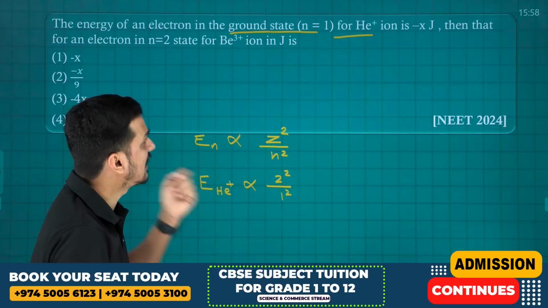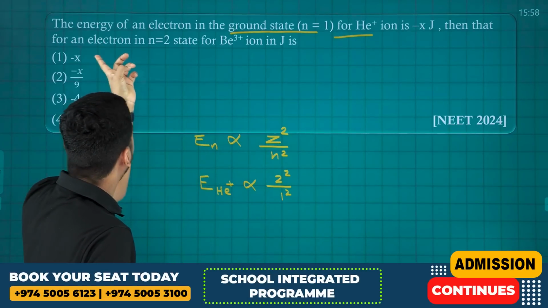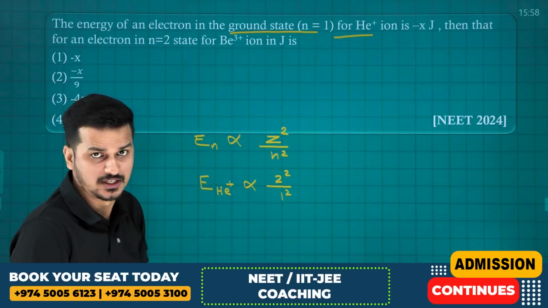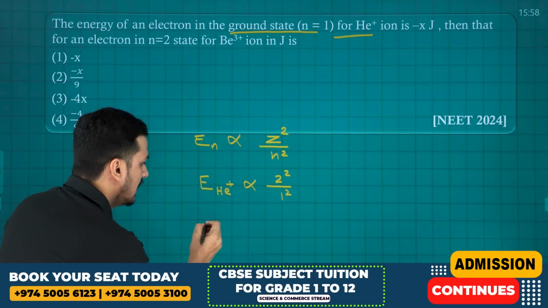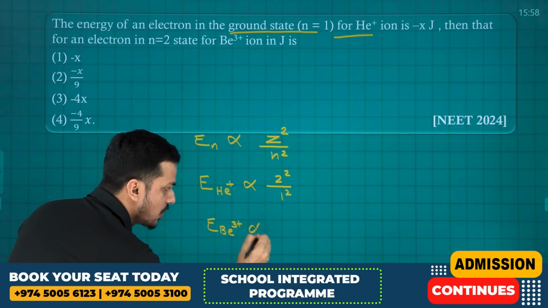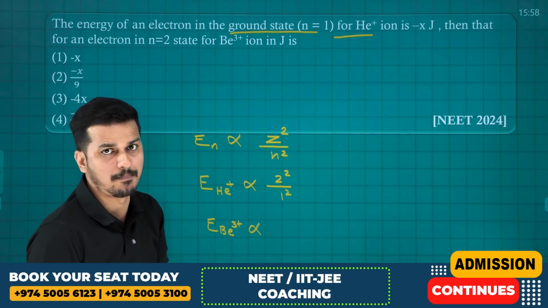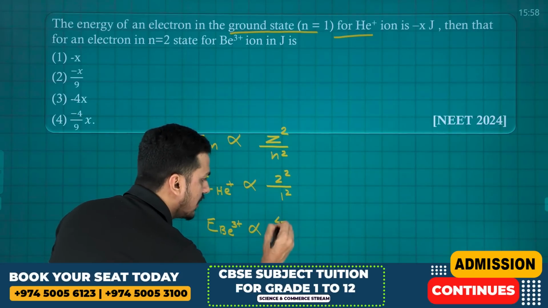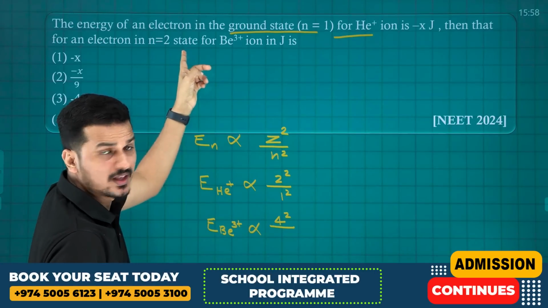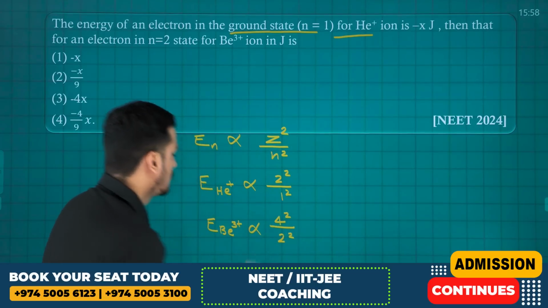Then again they are asking the question: that of an electron in n equal to 2 for beryllium 3 plus ion. So I will write it like that: E of beryllium 3 plus is proportional to its atomic number, which is 4, so 4 square divided by n square. They are asking about n equal to 2, the second shell, so that is 2 square.